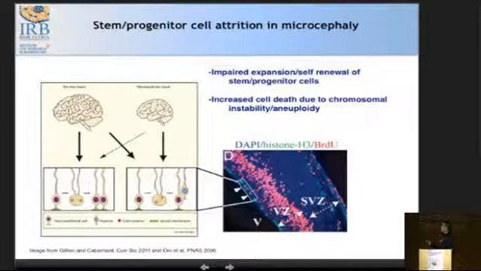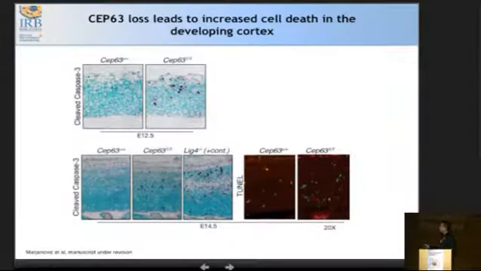And I don't have time to go into the data, but we examined the ability of these cells to self-renew in culture. There may be a minor defect, but this doesn't seem to be a major problem. However, we see very pronounced cell death in the developing embryos. So we look at embryonic day 12.5 or 14.5. You can see increase in cleaved caspase staining.